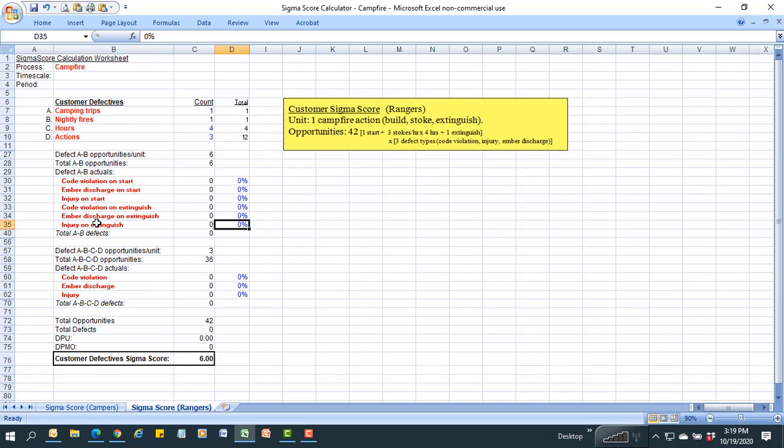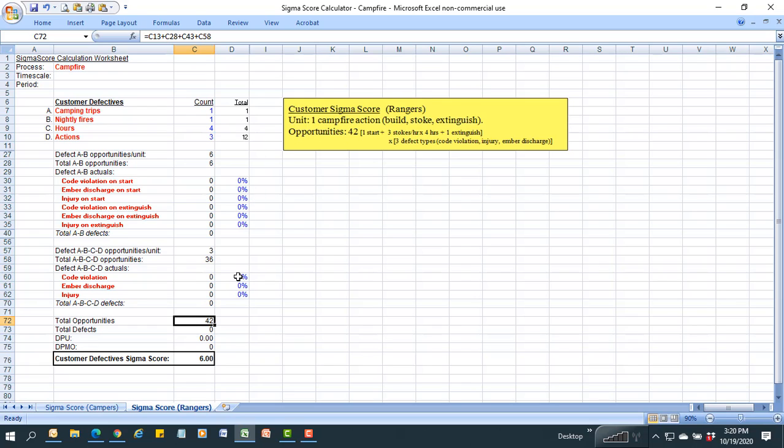Okay. On the lowest level, the actual actions, I'm looking at how many stokes per hour that I do. I keep stoking the fire. Here I could have a code violation, an ember discharge, or an injury. So I have 3 possible violations. In this case, times the 12 actionable hours going on, 3 things could go wrong on each stoke. So I have 36 opportunities for those defects. It's the 6 plus the 36 that says each campfire ends up with 42 opportunities for a defect.